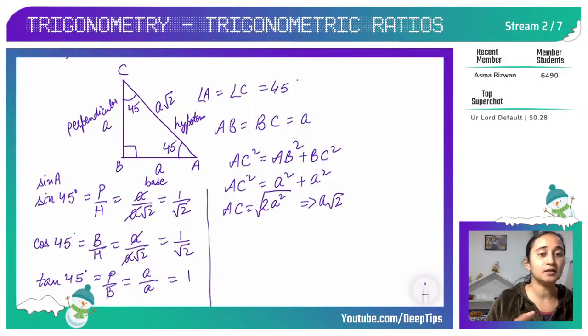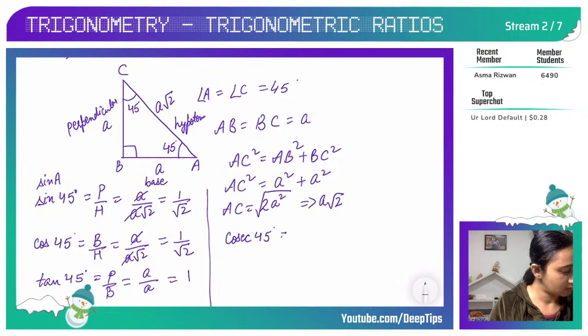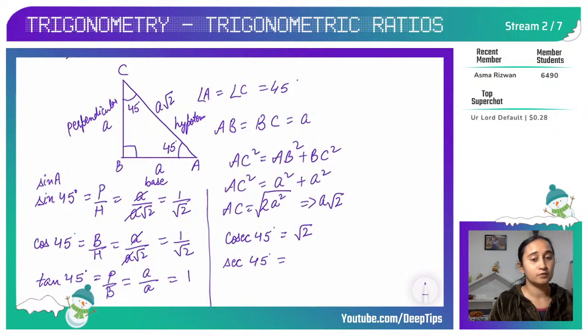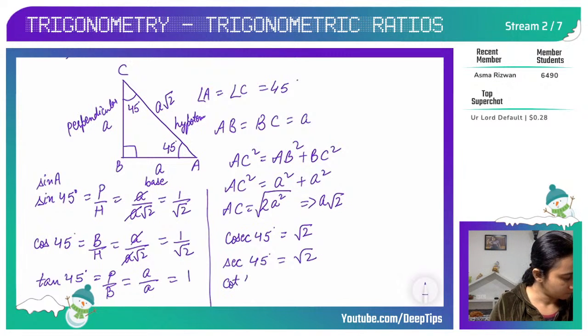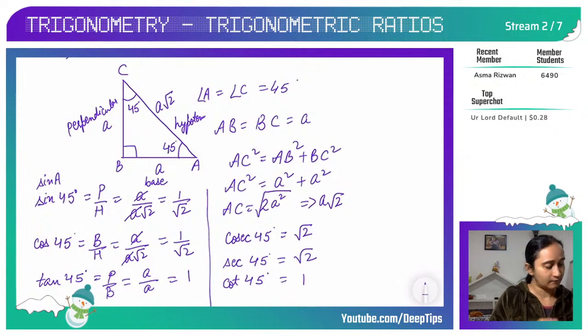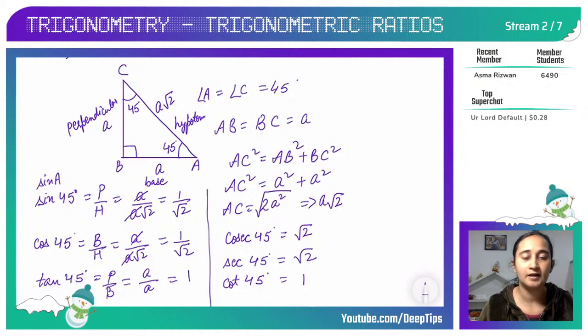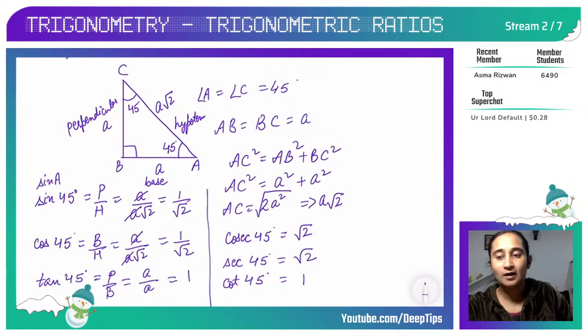Now if I look at the remaining three trigonometric ratios, cosecant 45 is just the reciprocal of sine 45, so that is equal to root 2. Secant 45, which is the reciprocal of cosine 45, is also root 2. Correct? And now cot 45, which is the reciprocal of tan, is 1. So these are the values of trigonometric ratios when angle theta is 45 degree. I hope you are clear with the derivation of this angle. So I'll be back with 30 degree and 60 degree.